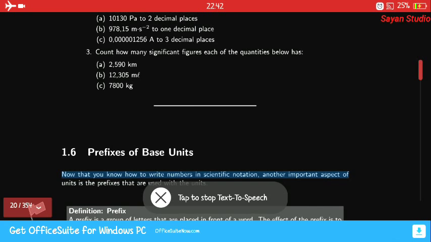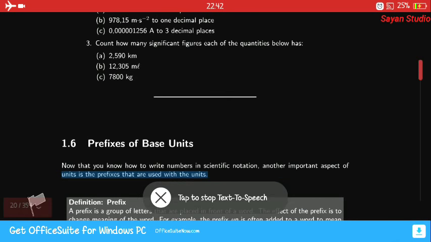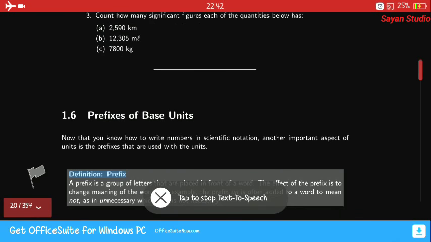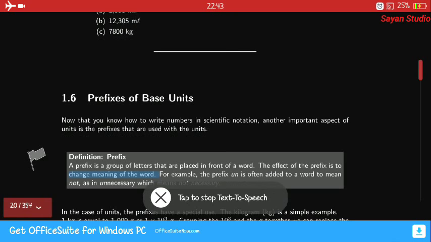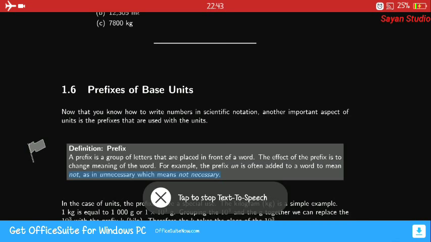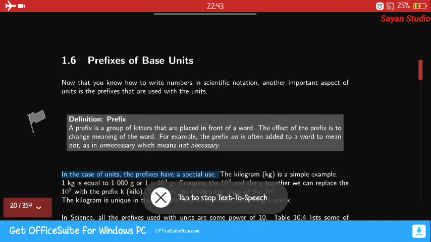Prefixes of base units. Now that you know how to write numbers in scientific notation, another important aspect of units is the prefixes that are used with the units. Definition: prefix. A prefix is a group of letters that are placed in front of a word. The effect of the prefix is to change the meaning of the word. For example, the prefix "un" is often added to a word to mean not, as in unnecessary, which means not necessary. In the case of units, the prefixes have a special use.